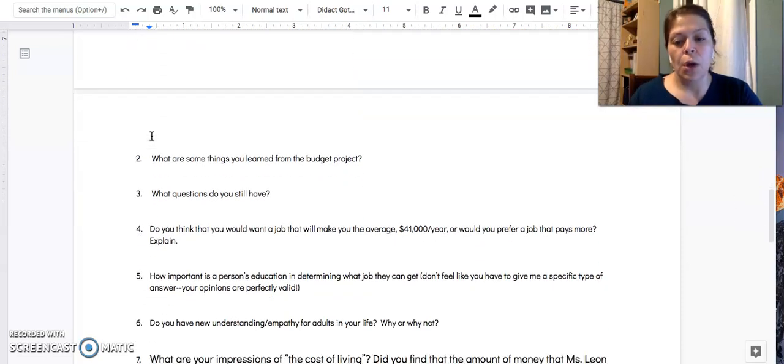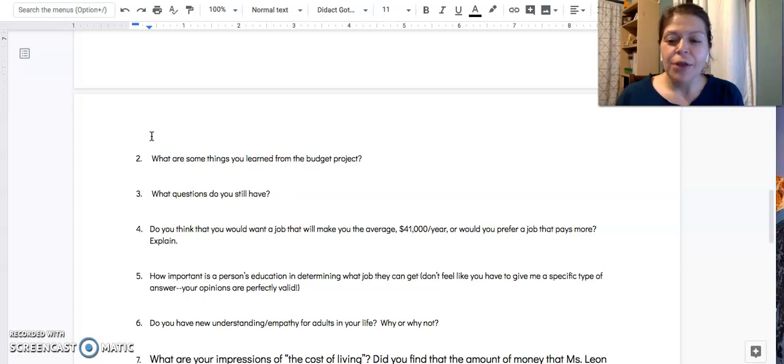Number 2, what are some of the things that you learned from this budget project? Every year I change it a little bit, and depending on the answers that I get for this section, I adjust it for the following year. So this is really helpful to me. Number 3, what questions do you still have? I always want to do more.